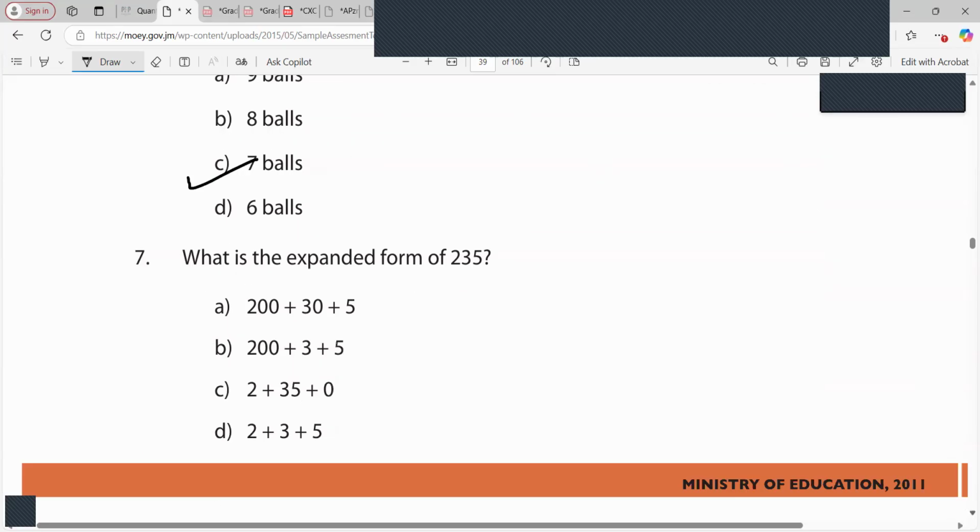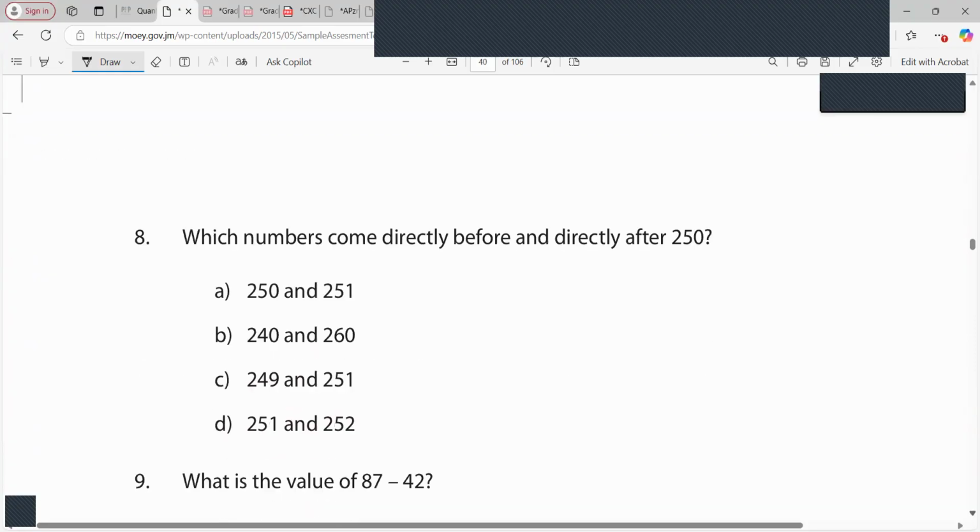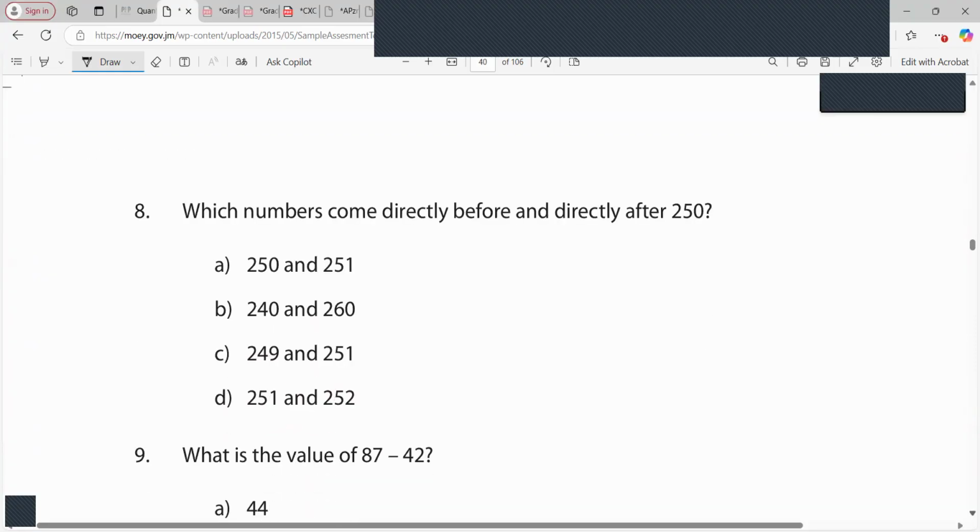Number 7 says, what is the expanded form of 235? And of course, it's definitely A: 200 plus 30 plus 5. Move on to number 8. Which numbers come directly before and directly after 250? So 249 comes before and 251 comes directly after. You're counting, so that would have been C.